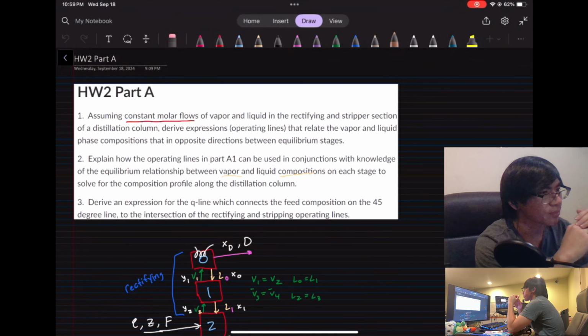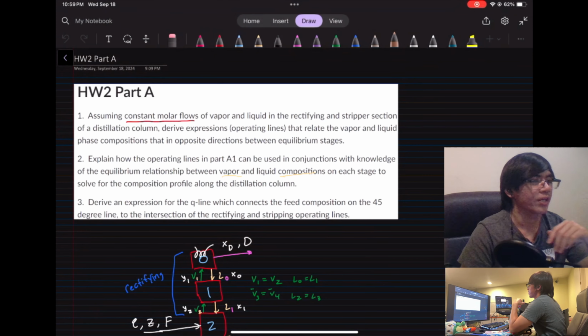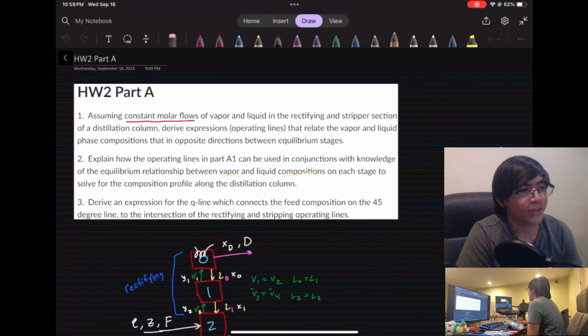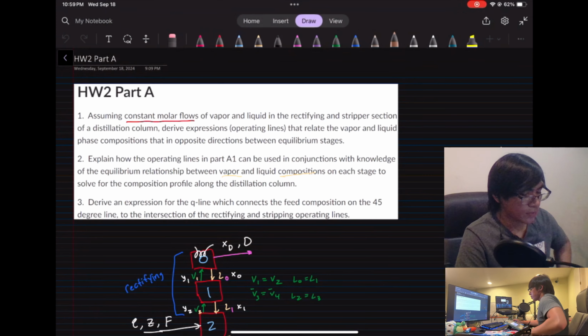So yeah, that's that. Hopefully you kind of understand how, well, now I understand how the operating lines are super helpful in getting all those compositions, the vapor and liquid compositions in each stage. So yeah, this is homework.